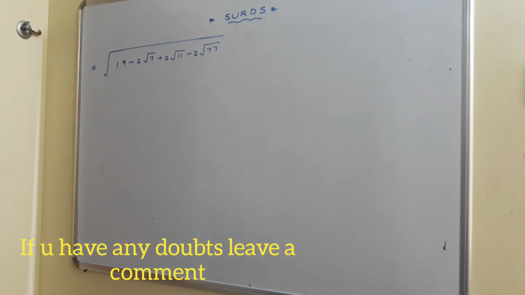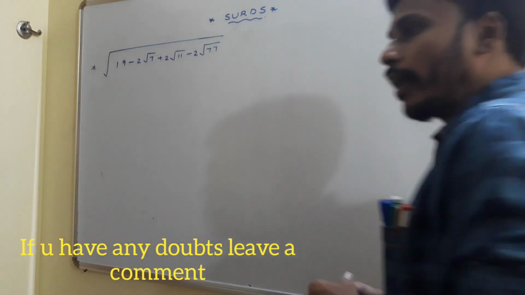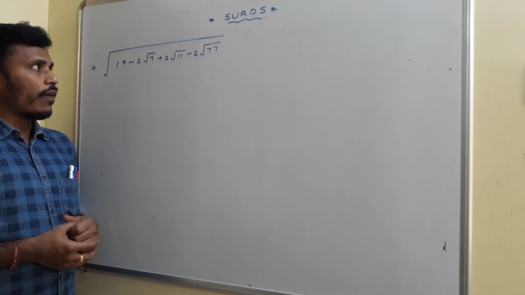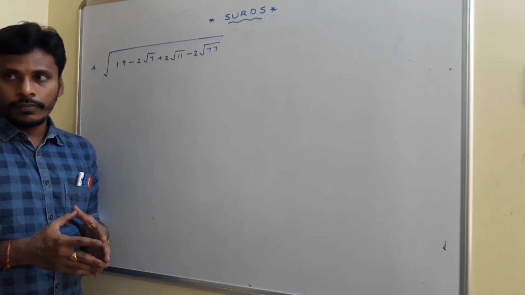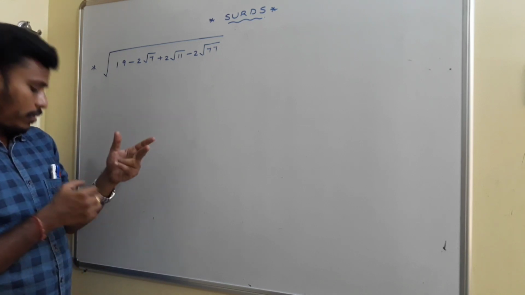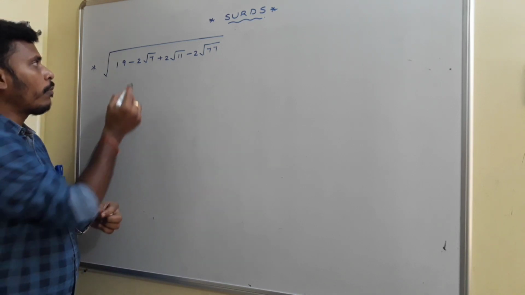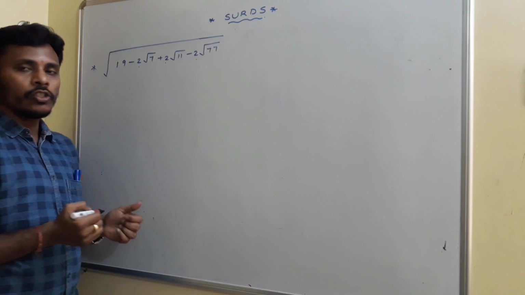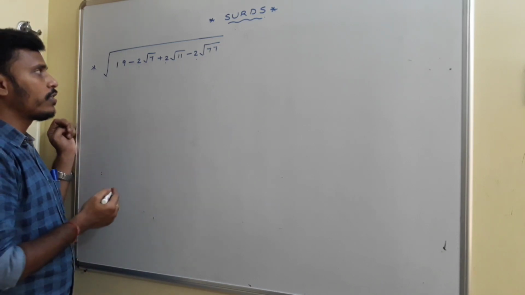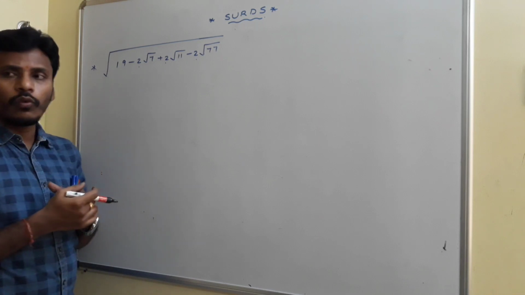So the next problem for you is on the board. You need to find the square root of 19 minus 2 root 7 plus 2 root 11 minus 2 root 77. Just as in the previous problem, you need to think about these numbers. See, already for this problem, 2 is prepared here. So now you no need to make such 2's since already 2 is there. Now what you have to do?